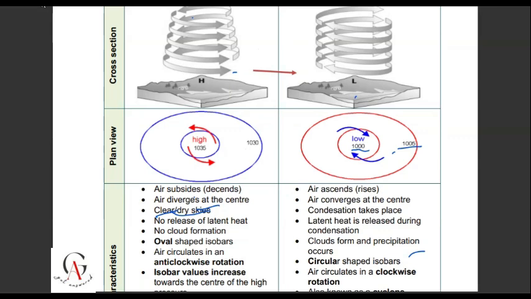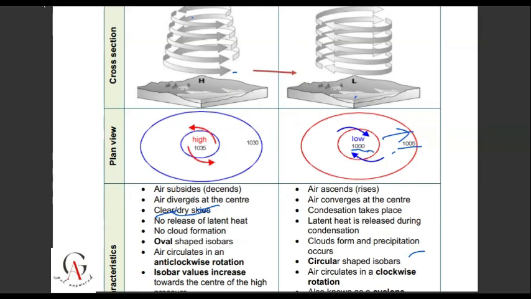The atmospheric pressure was highest at the center there, but now it's lower, and our isobar values are increasing as we go out of the system. As we move out from the center of the system, the atmospheric pressure is increasing. So that is typically a low pressure cell.